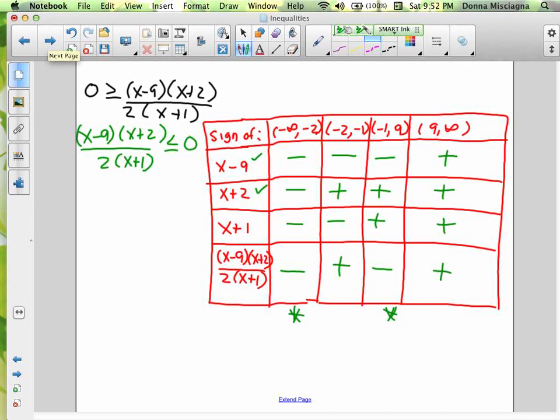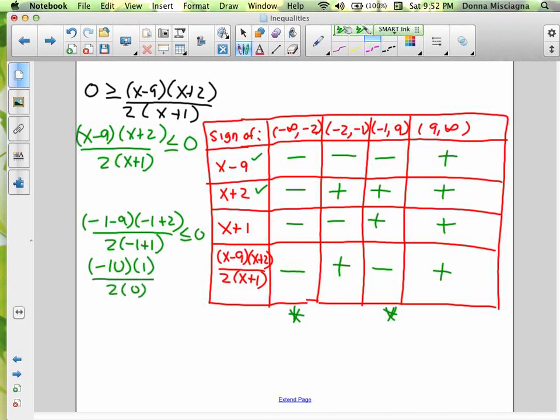If we plug in negative 1: negative 1 minus 9 times negative 1 plus 2, 2 times negative 1 plus 1, we've got negative 10 times 1 over 2 times 0. That's going to be negative 10 divided by 0, and that's no good. All right, so this one is no good. So yes, yes, no, because it makes the denominator 0.